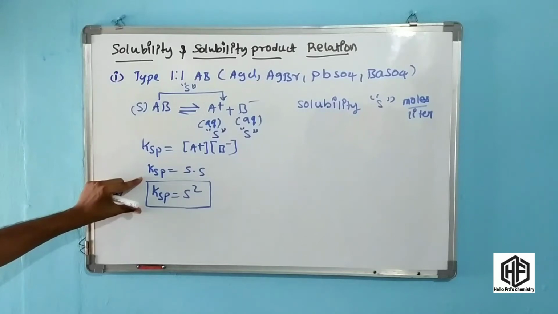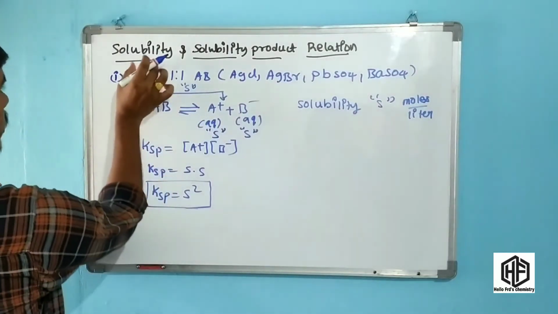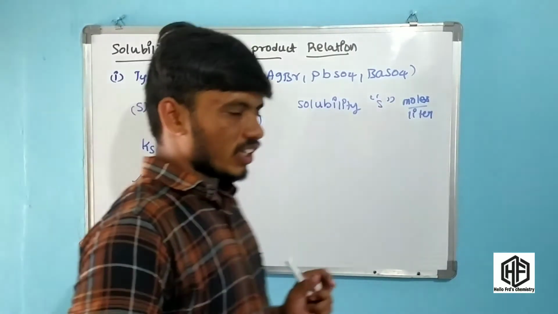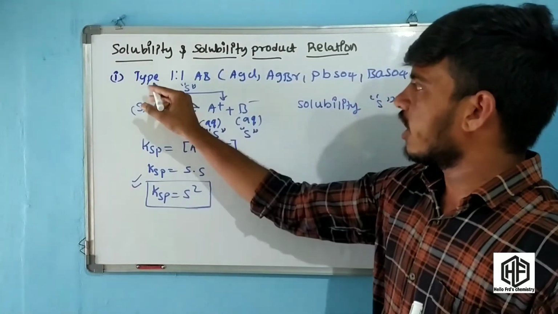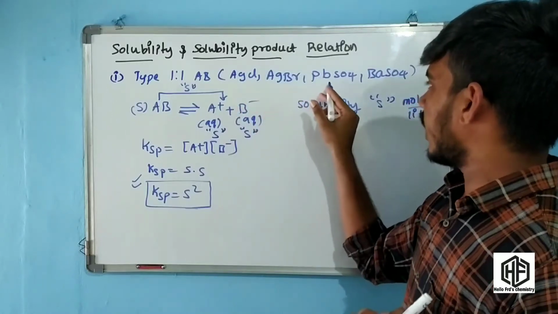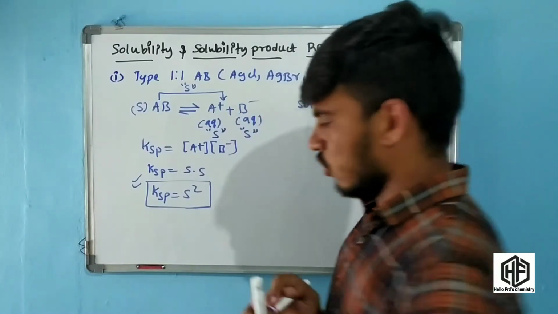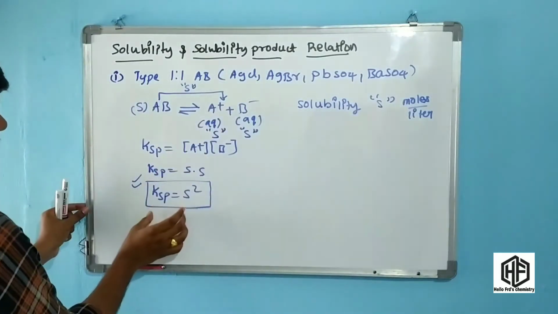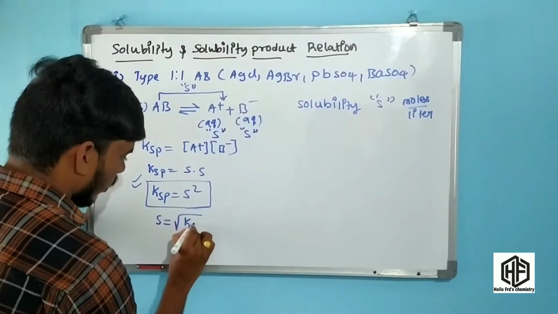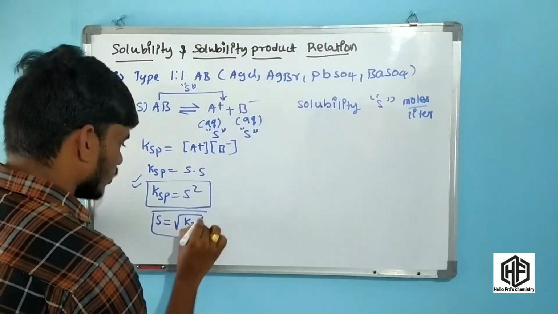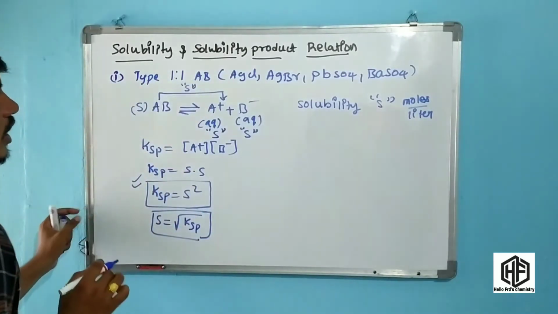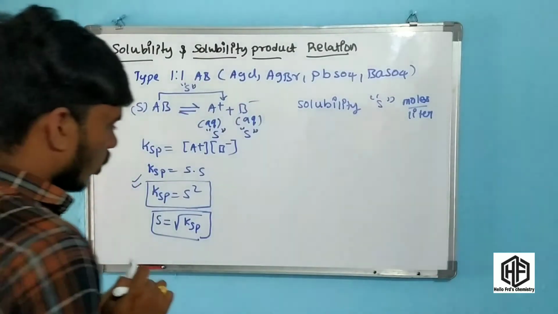This is the important formula in the relation between solubility and solubility product. Ksp is equal to S squared for type 1:1 AB salts like AgCl, AgBr, PbSO4 and BaSO4. Now to calculate the solubility, solubility is equal to the square root of Ksp. This is one more important formula for 1:1 salts.